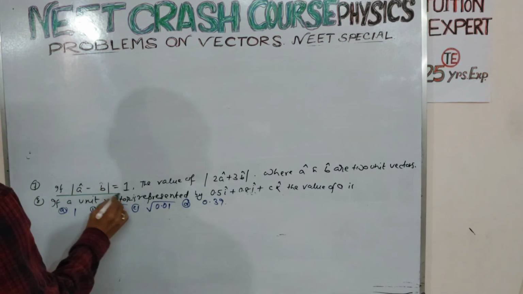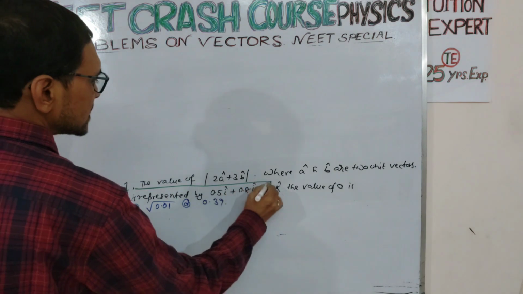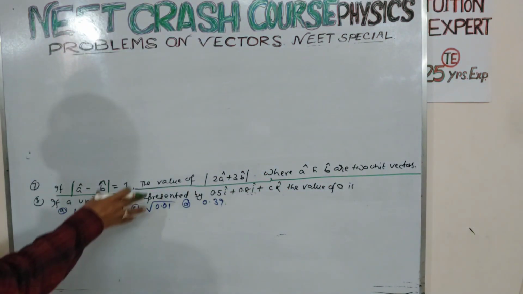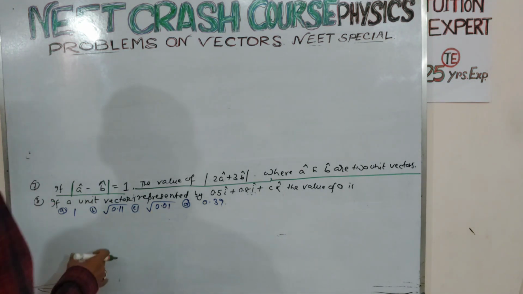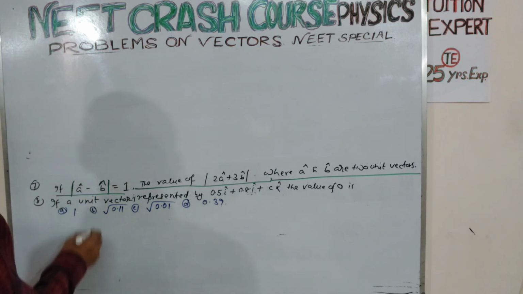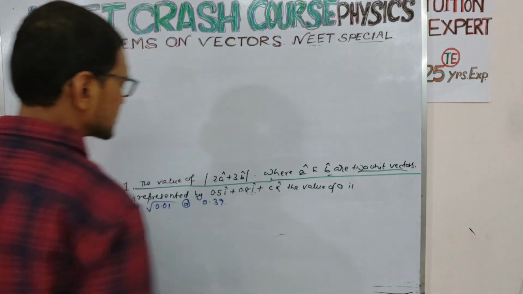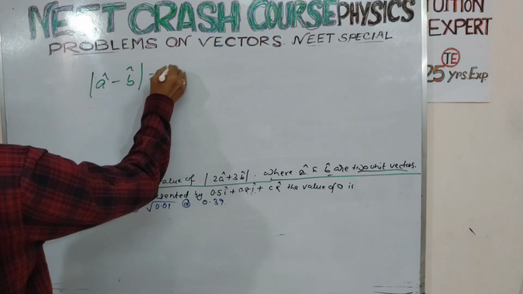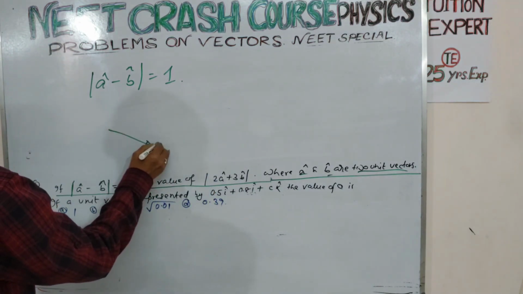If magnitude of A minus B equal to 1, find the value of this, where A and B are 2 unit vectors. So here the options are not given. Just what is the method of this problem? Magnitude of A minus B equal to 1, and A and B are 2 unit vectors given. Now we don't know the angle between A and B.